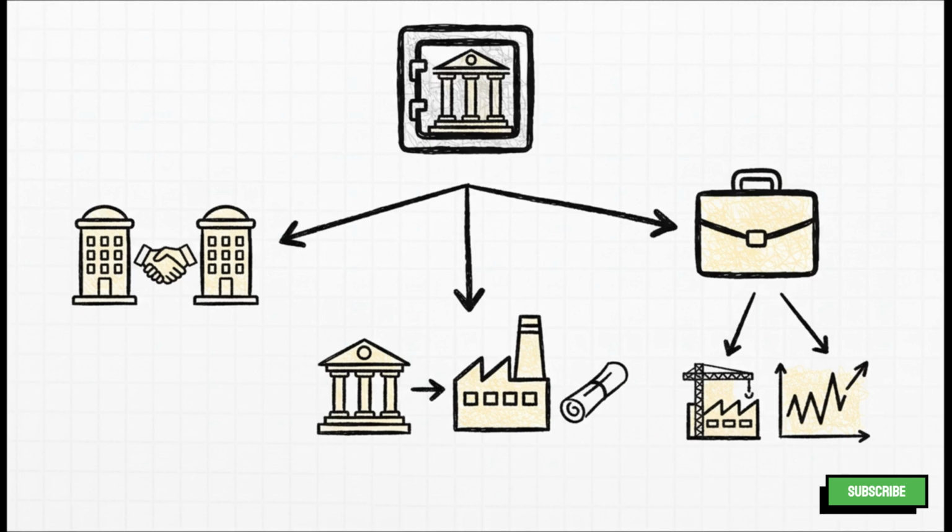This gets split into two types, FDI, or foreign direct investment, that's the long-term stuff, like building a factory, and FII, or foreign institutional investment, which is more short-term, like buying and selling stocks.